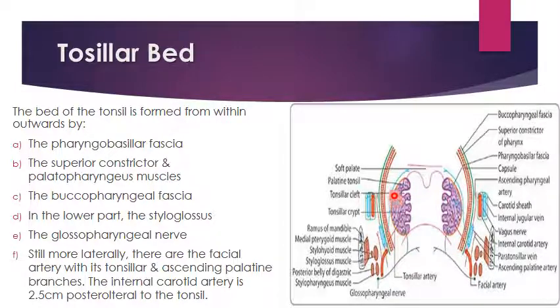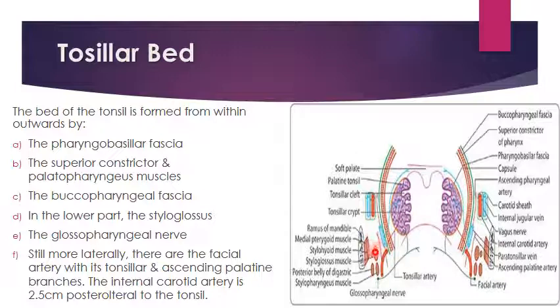and next to the capsule is the loose areolar tissue, and this space is called the peritonsillar space, in which the paratonsillar vein runs, and this one is the first structure which is very close to the lateral surface of the palatine tonsil. Then is the pharyngobasilar fascia. This one is the pharyngobasilar fascia. Next to it there is the superior constrictor muscle, and then the buccopharyngeal fascia.